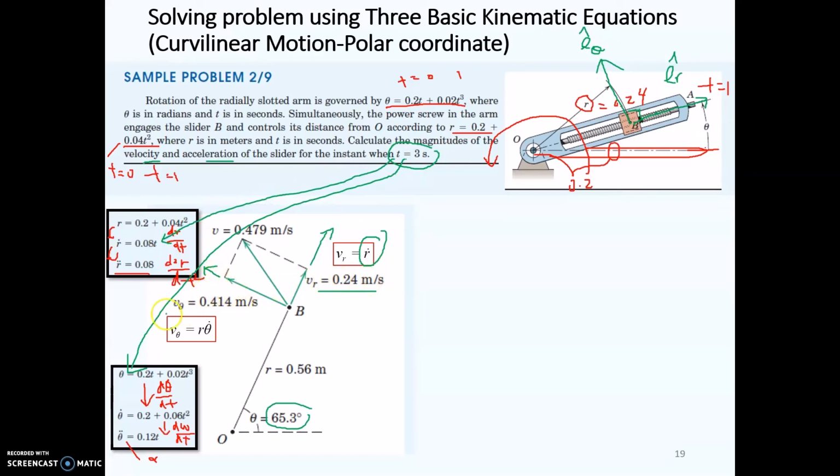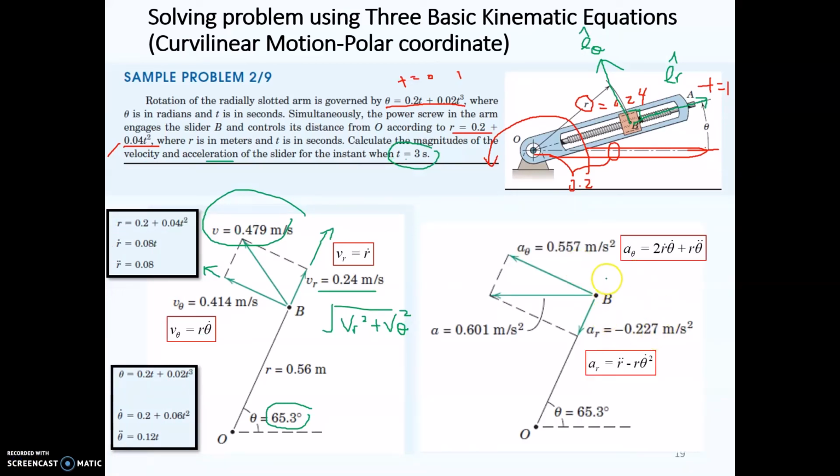And in the transverse direction, you have this velocity to be r theta dot. So substitute the r inside this formula and the angular velocity inside this formula, and compute it at t equal to 3, then you get the answer to be 0.414. Take the square root of the Vr square plus the V theta square, then you can find the magnitude of this velocity.